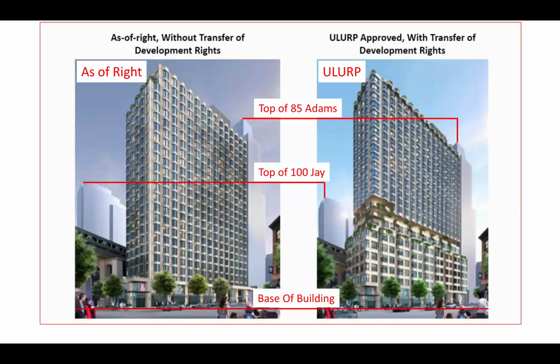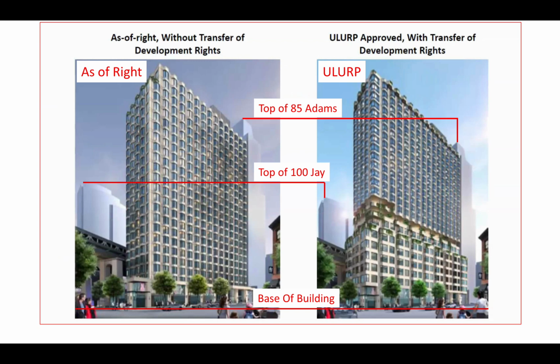The renderings of this development are shown in a Dumbo scene, where both the 100J and 85 Adams buildings are shown in the background. However, in the two images, the as-of-right and the ULURP, the size of these background buildings is not the same.